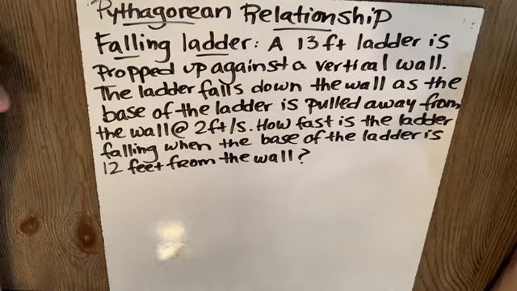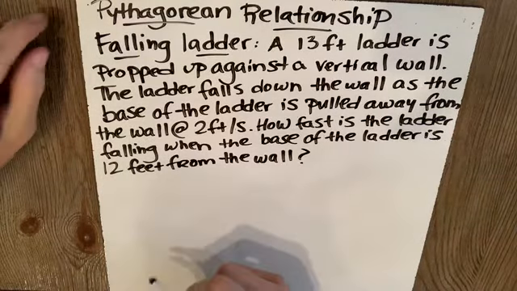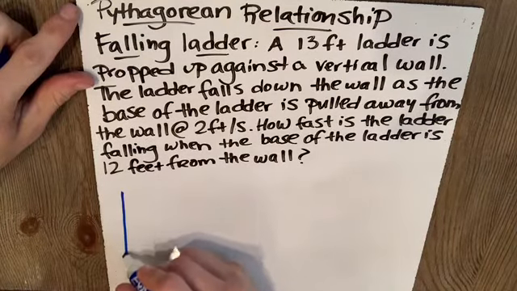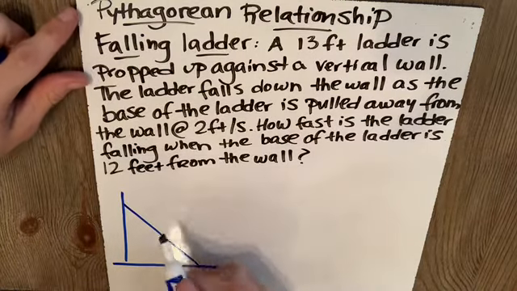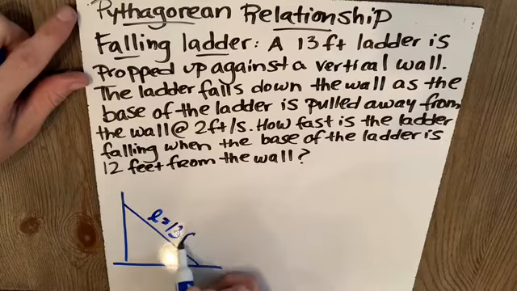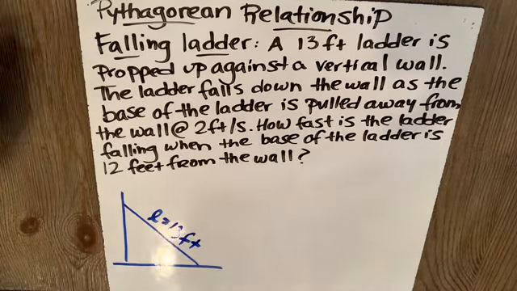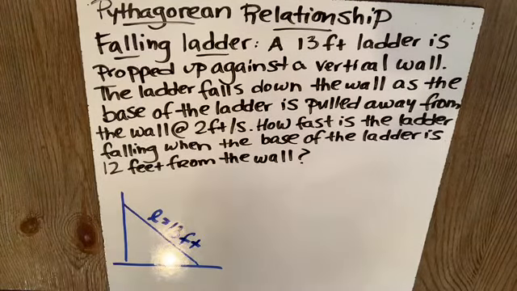Pythagorean relationship: a ladder is falling. The 13-foot ladder is propped against a vertical wall, and the ladder falls down the wall. So if we can draw the ladder on the wall, our ladder, I'll call it L for ladder, is 13 feet. Notice this is not changing. This is a constant. The ladder doesn't change.